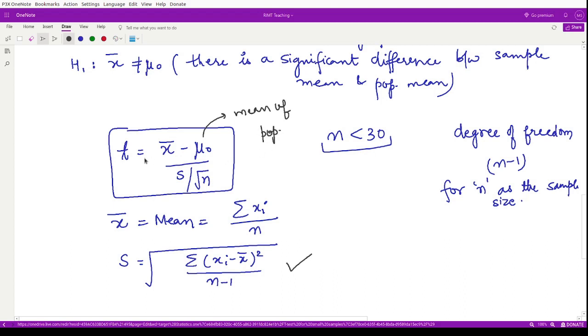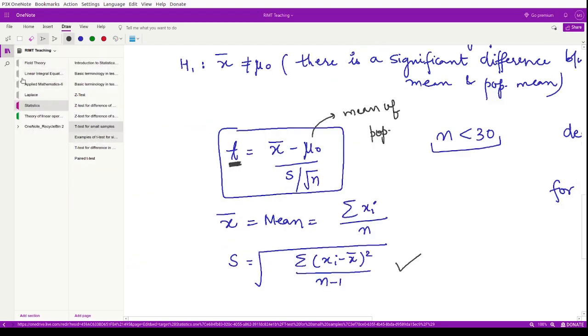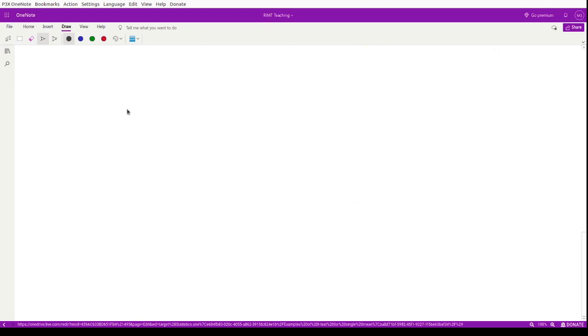So according to that, we will first state the hypothesis, then compute the calculated value for t, and then we will make the decision based on the calculated value and the tabulated value. So let's see some examples corresponding to that.